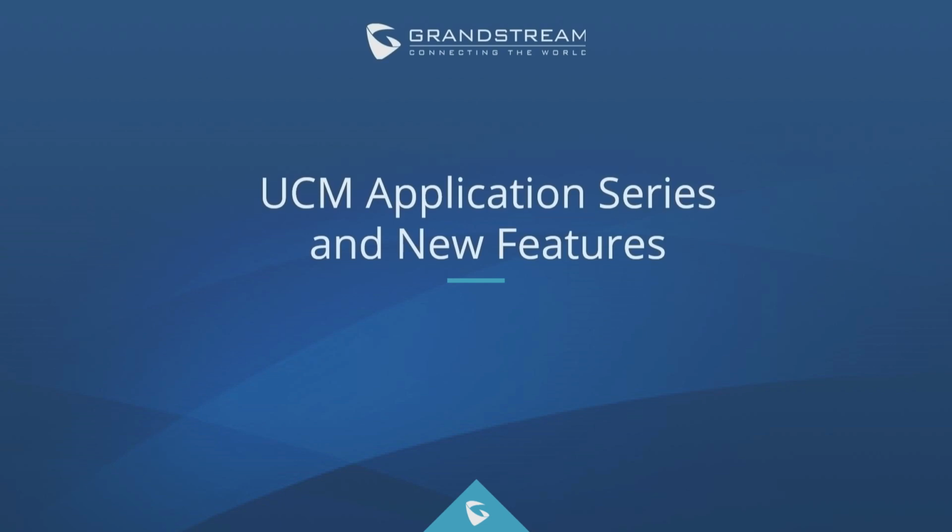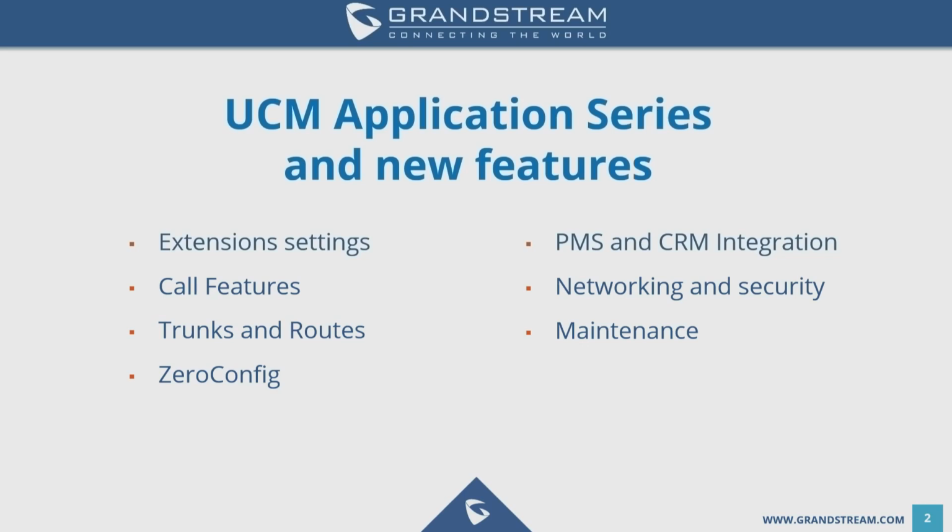So you will notice a few new features and a completely different web interface that's been reworked and redesigned. Let's just get started with some of the new features that you have on the UCM. We will see some of the new features on the extension settings, and then the call center features, call features, trunks and outbound routes that can be scheduled to work only on a certain time frame. Zero config, there is support of different subnets. I will show you where you can set that up. And then PMS, property management system, and CRM integration.